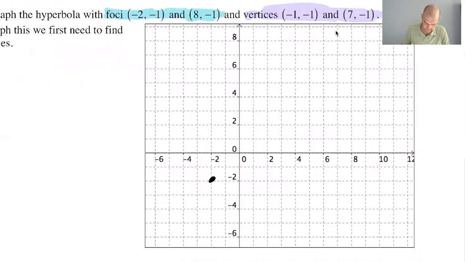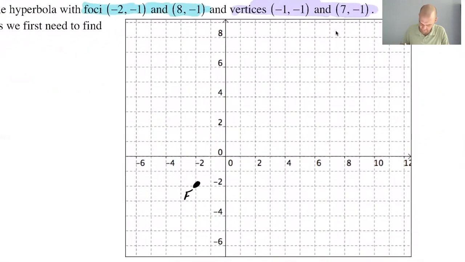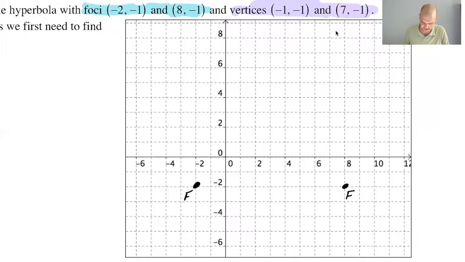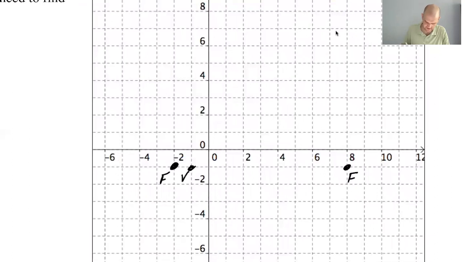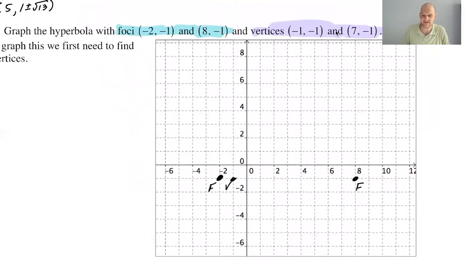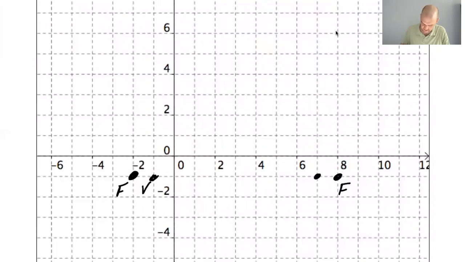All right, -2, -1. Don't get it wrong. So that's a focus. Remember, the graph does not go through the focus. And then 8, -1. Remember, the graph does not go through the focus. It goes through the vertex. In this case, we had to plot the foci, so the temptation will be very strong. Vertex at -1, -1. I'm putting everything at -2. I can just cheat. All right, so there we go. This is a vertex, it's going to go through the vertex. And then 7, -1, it's going to go through this vertex too.